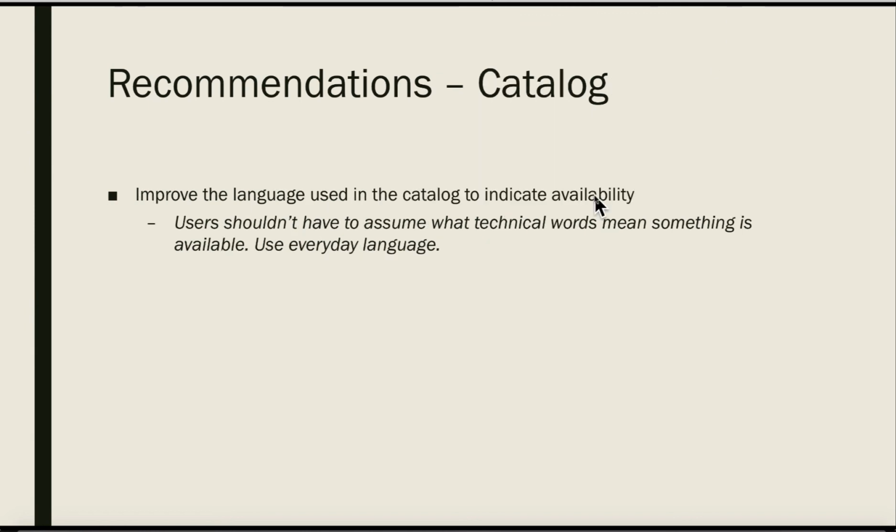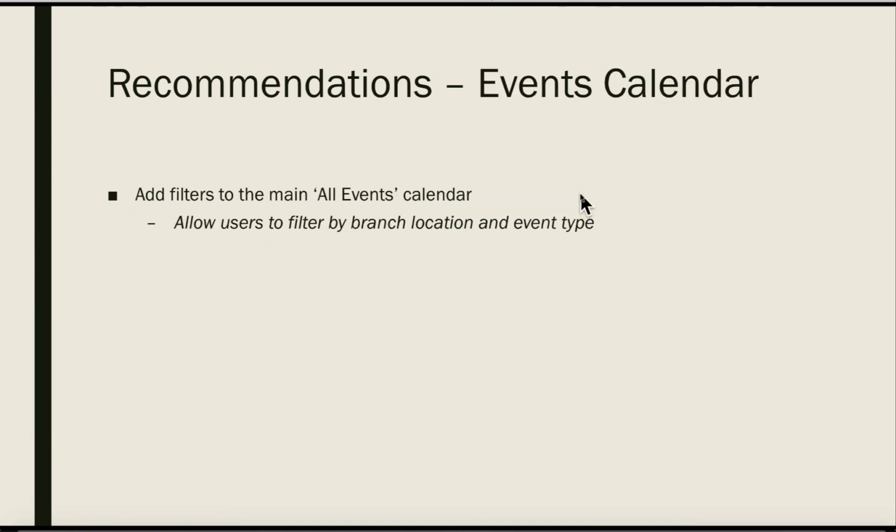Recommendations for the catalog. We need to improve the language used in the catalog to indicate availability. Users shouldn't have to assume which technical words mean something is available. Use everyday language instead. Recommendations for the events calendar. Add filters to the main all events calendar to allow users to filter by branch location and event type. As we saw earlier, all 3 users consistently thought that that calendar was overwhelming.